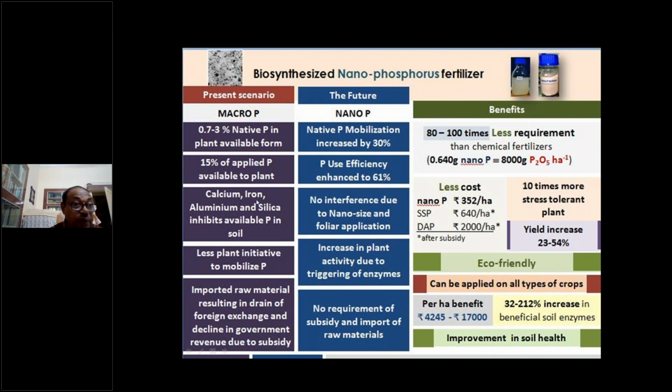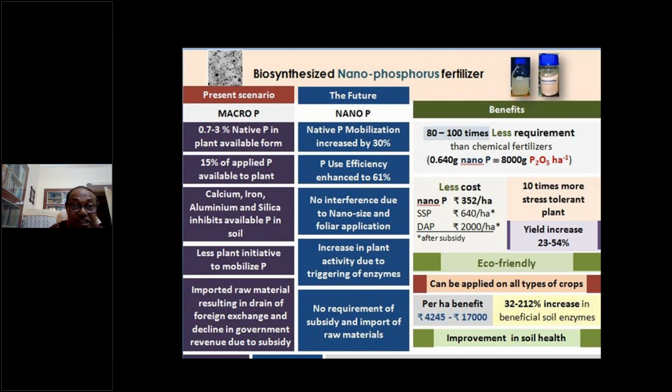Here, in case of macro P, calcium, iron, aluminum, and silica inhibit available P. You will not get any soil in the world where more than 3% P is in available form. But in case of nano P, there is no interference, due to nano size and foliar application. So that advantage we are getting. In case of chemical fertilizers, there is less plant initiative to mobilize P. Here, there is an increase in plant activity due to triggering of enzymes.